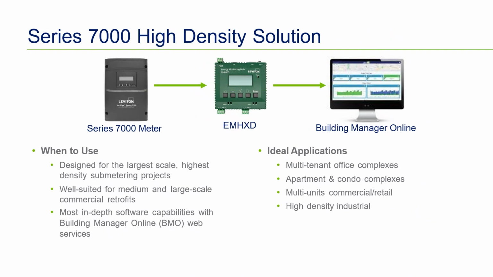The multi-circuit models in the Series 7000 family provide great options for higher density metering applications. These models include the same communication protocol support and extensive data set, so they can be used in most submetering applications. They connect to our energy monitoring hubs and Building Manager online, like our other meters, so the system architecture is the same.